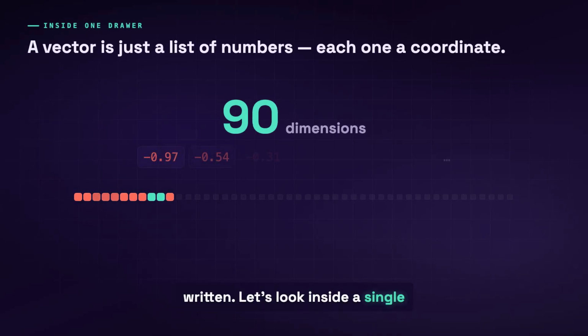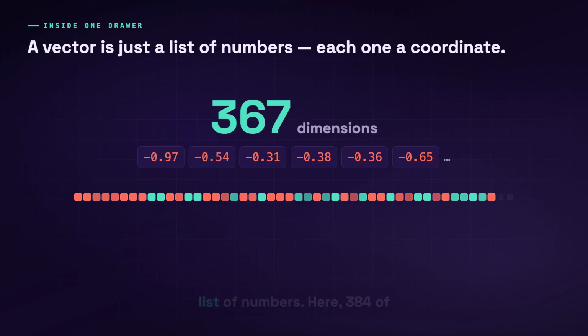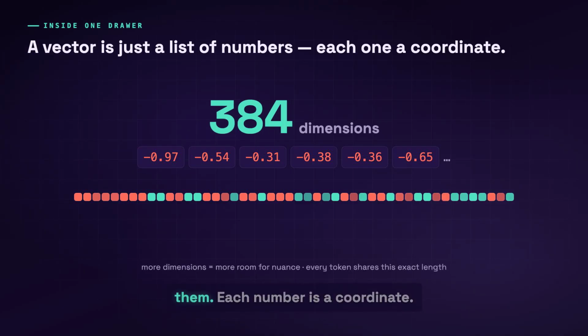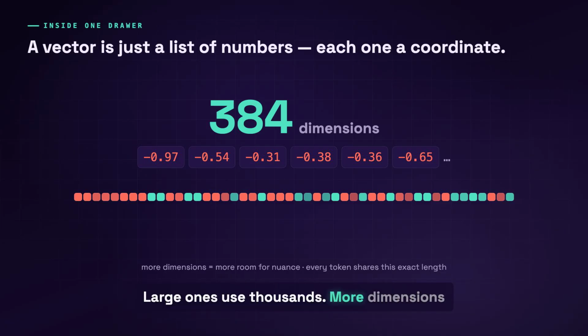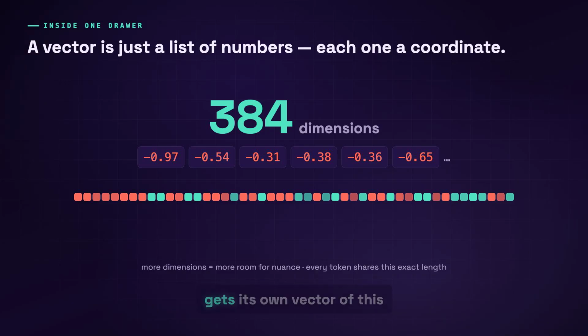Let's look inside a single drawer. The vector is just a list of numbers. Here, 384 of them. Each number is a coordinate. Why 384? That is a design choice called the embedding dimension. Smaller models might use a few hundred. Large ones use thousands. More dimensions give the model more room to capture nuance at the cost of more memory and compute. Every token gets its own vector of this exact same length.